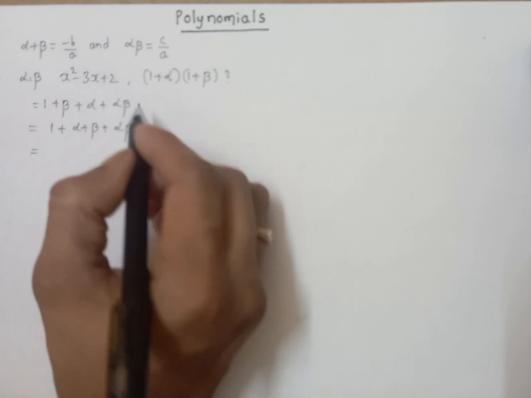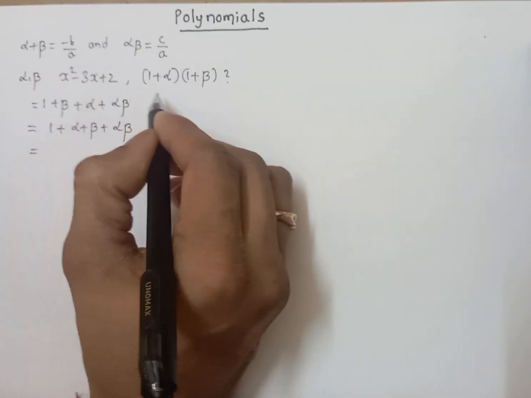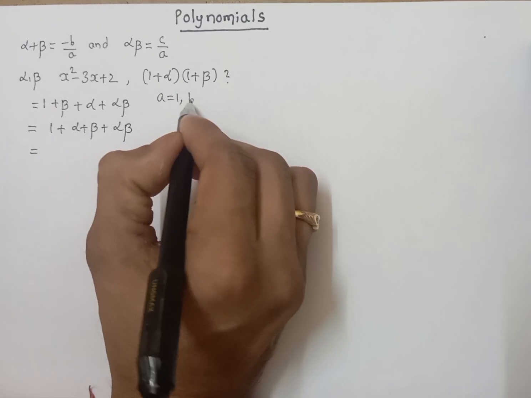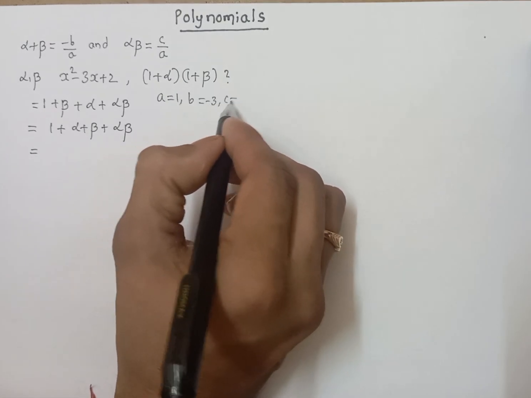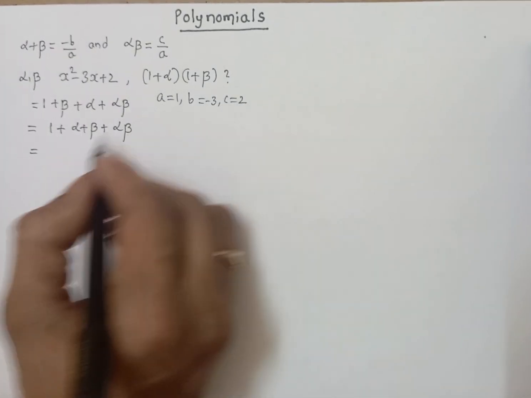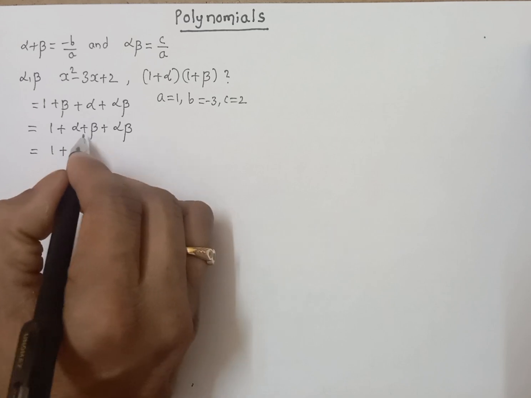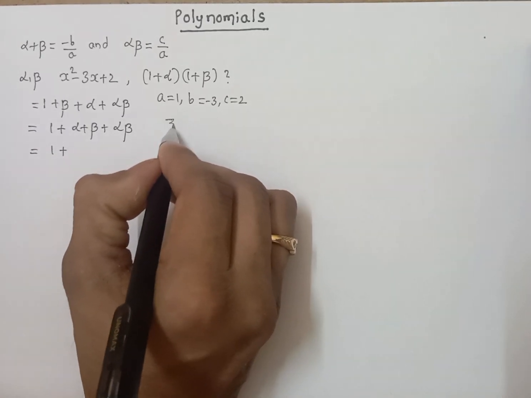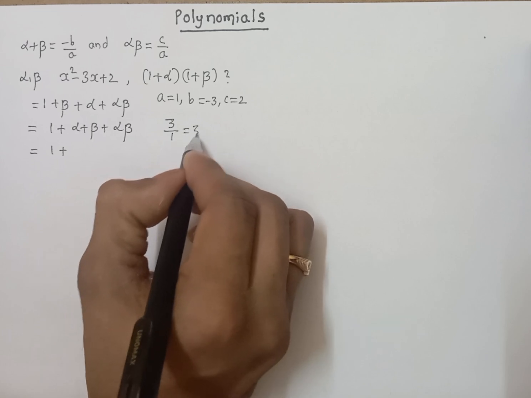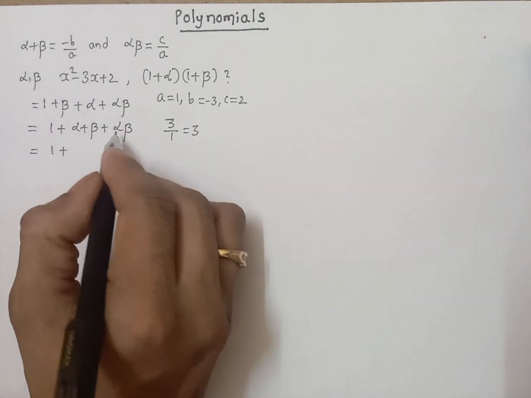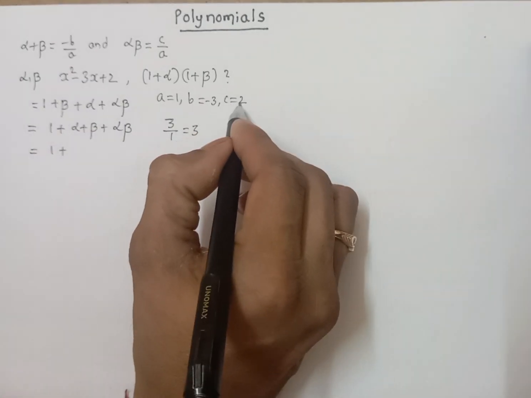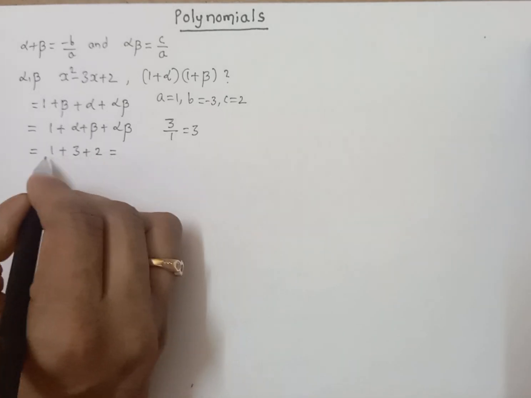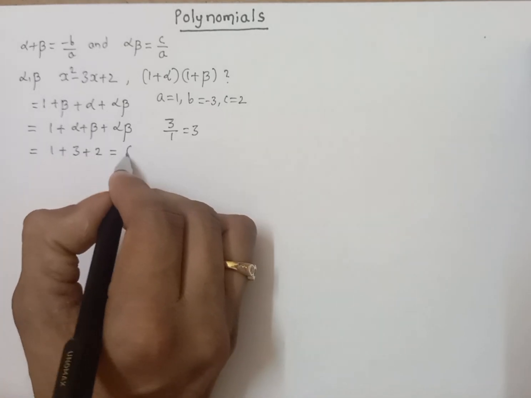Alpha plus beta, how much here? Minus b by a. What do we get for minus b by a? Here a is equal to 1 from the given question, b is equal to minus 3, c is equal to 2. So 1 plus minus b by a. Minus b by a means minus of minus 3, we get plus 3, by 1 we get 3. Alpha into beta is c by a. C by a means 2 by 1, we get 2. So this is a 3 and a 2. Finally, how much will we get? 6.